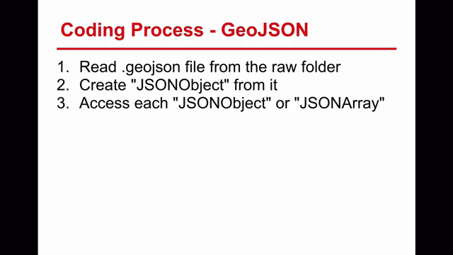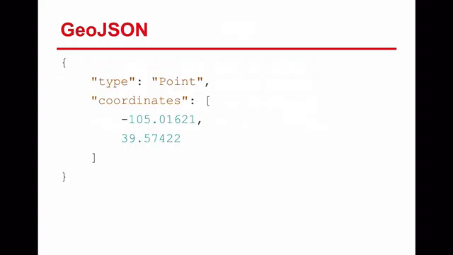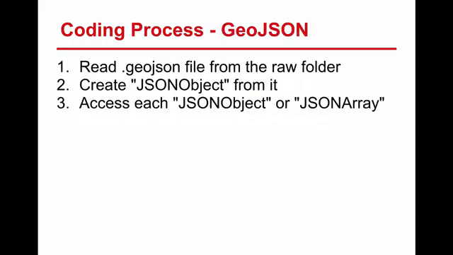And finally, you can simply access the JSON object, or you can access the JSON array. If you're accessing the coordinates information, the coordinates is nothing but just an array of float or double. So you can just extract the JSON array, then you just look at the element index 0 and 1.